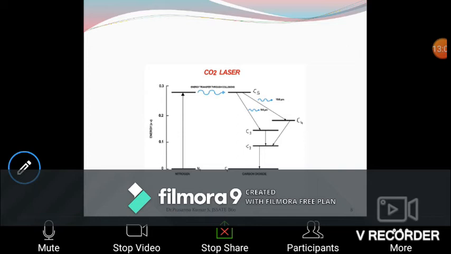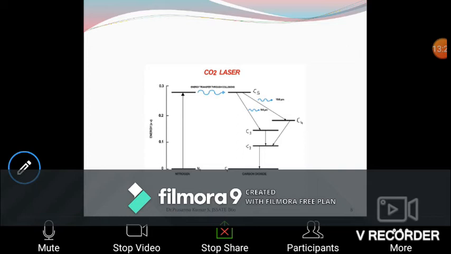For a laser, you know that there are three basic components. What are they? The first is the active medium, the second is the pumping agent or external source, and the third is the resonant cavity, or the laser cavity.